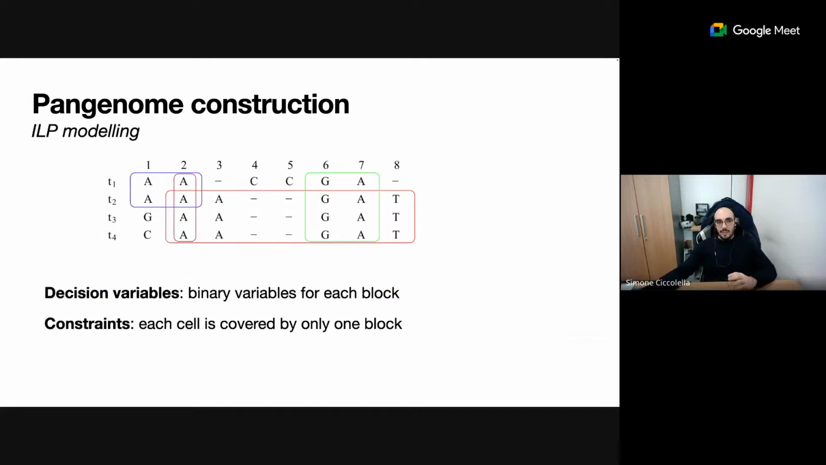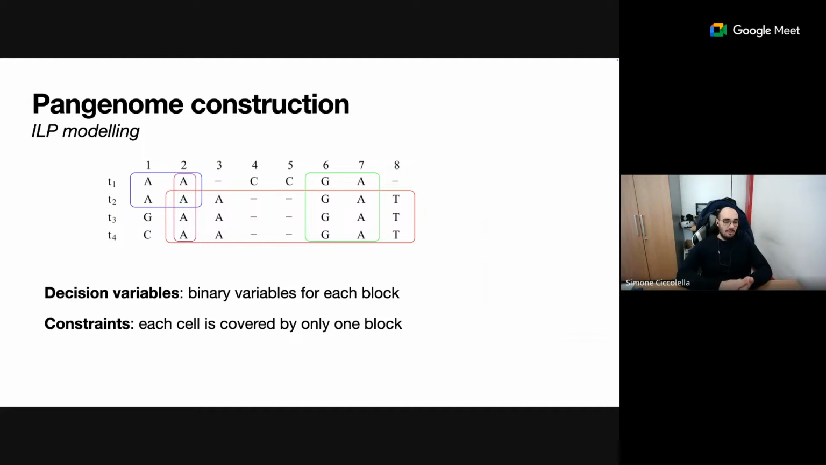So what is the ILP modeling? ILP, as you all know, is integer linear programming. So what we want to do is devise a mathematical formulation to solve this problem. And in particular, with any ILP model, we are going to have some decision variables and some constraints. The basics of this is that the decision variables are binary variables in this case, where we have a variable for each block, okay? And the decision here is whether we want to use this block or not.